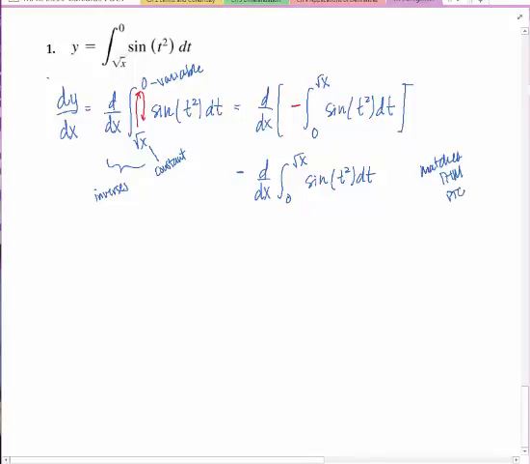The fundamental theorem of calculus part 1 matches because it goes from a constant to a variable. That means we can substitute the variable right in for our integrand variable. So we still have a negative, but the derivative and the definite integral are gone. The sine of the square root of x, all squared, which is negative sine of x, is the derivative of that definite integral.